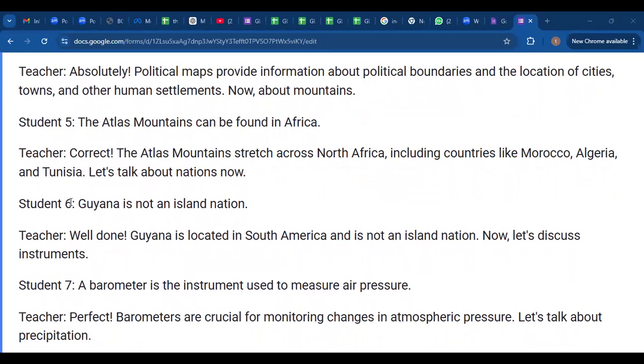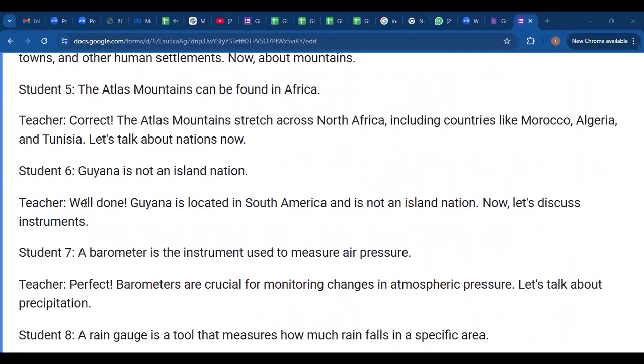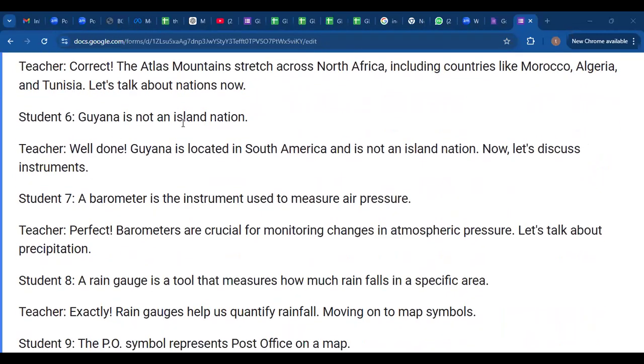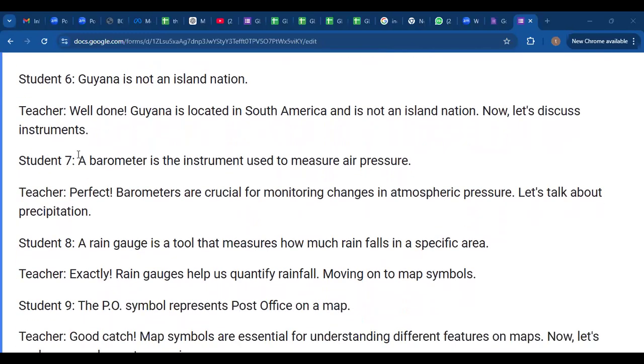Alora. Student 6: Guyana is not an island nation. Well done. Guyana is located in South America and is not an island nation. Now let's discuss instruments. Continue.